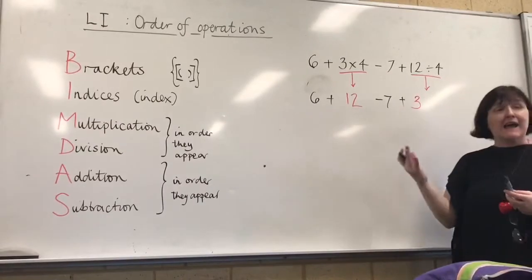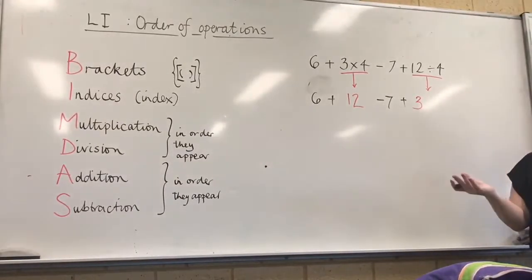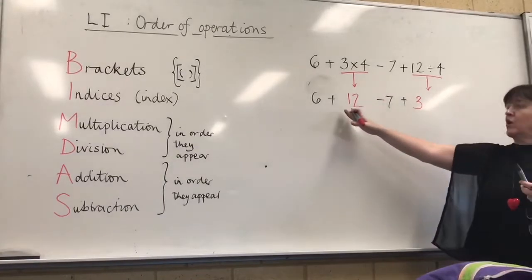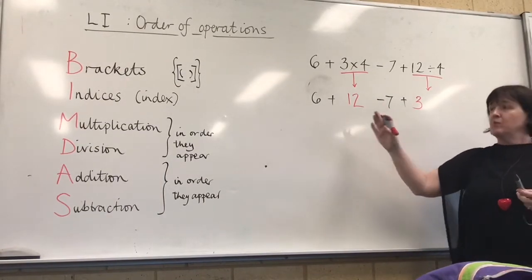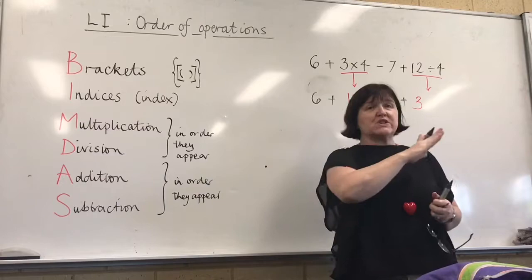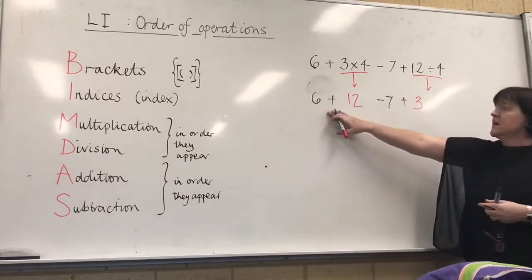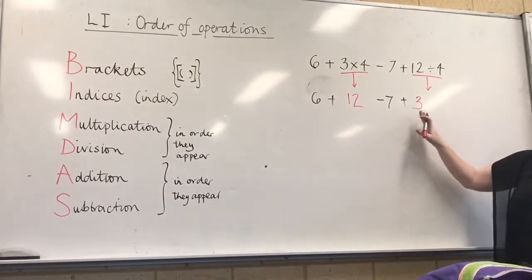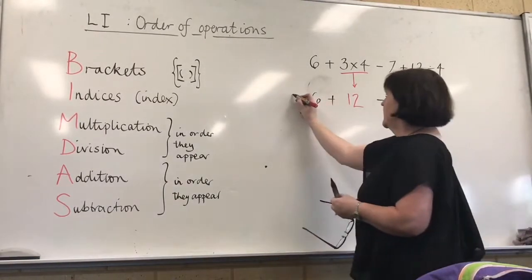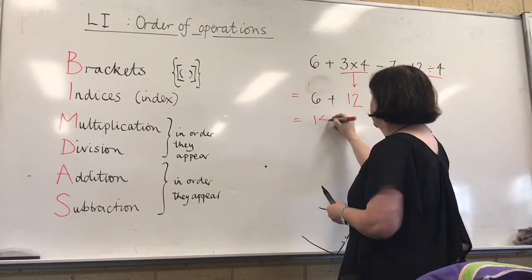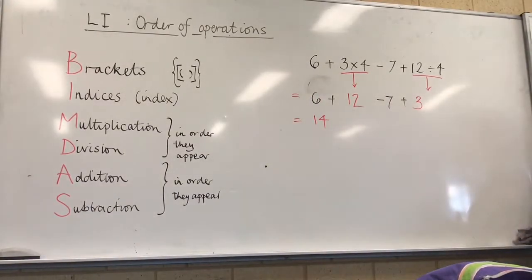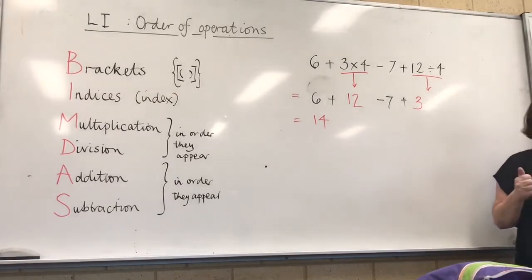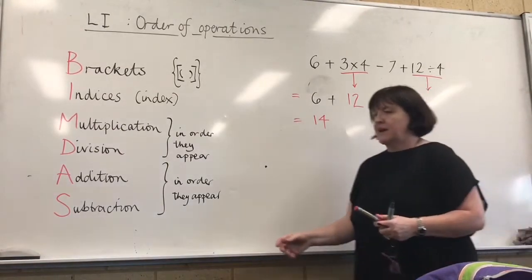That's right. Okay, now then, we have quite a simple calculation now because we've only got addition and subtraction. And we know if we only have addition and subtraction, we just deal with them in the order that they appear. So 6 add 12 is 18. Take 7 is 11. Add 3 is 14. Okay, and the one thing I had forgotten to do was put our equal signs there. So that calculation at the top has a value of 14. Okay, everyone with me so far? All good? Okay, has everyone written that down?